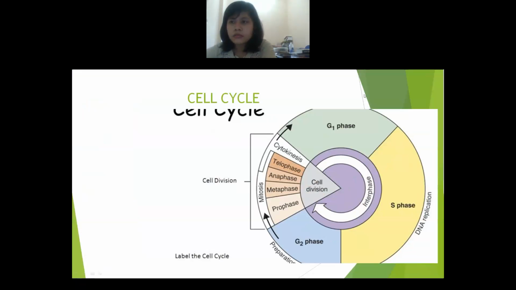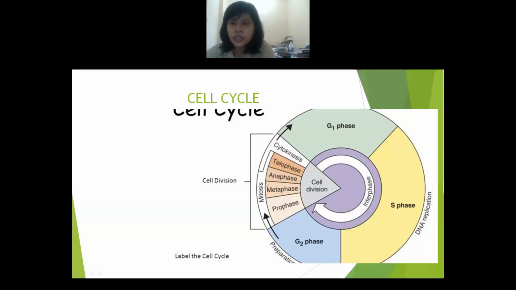So, okay, cells. This is a cell cycle. In the cell cycle, you will see G1 phase, then S phase, then G2 phase, and next you will be seeing the cell division. All of this, G1 phase, S phase, G2 phase, is known as interphase. Understand, interphase means the resting phase of the cell. G1 phase, S phase, and G2 phase.